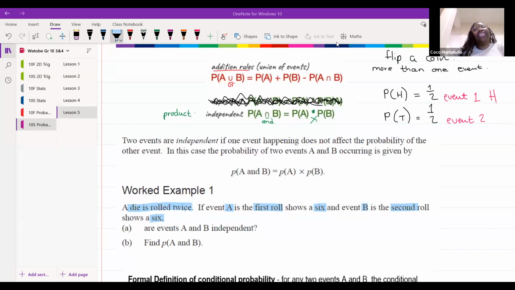Hello, Anna. Are these two events independent, guys? Yes or no?